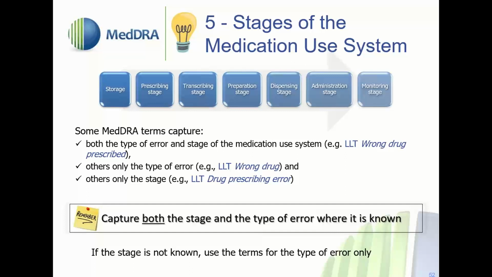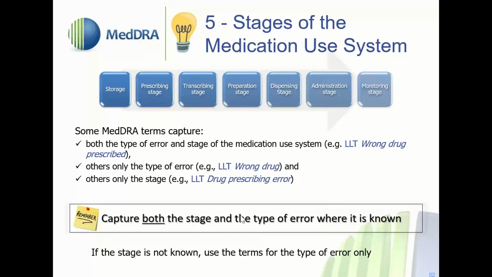Other LLTs only capture the type of error like LLT wrong drug or LLT wrong dose. So if the stage where this error occurred is unknown, you can just select the LLTs for the type of error. And others capture the stage only like LLT drug prescribing error or LLT drug dispensing error. So again, if the error is not specified, you would just select an LLT to capture the stage where the error occurred. So always capture both the stage and the type of error where it is known. And if the stage is not known, just capture the type of error.